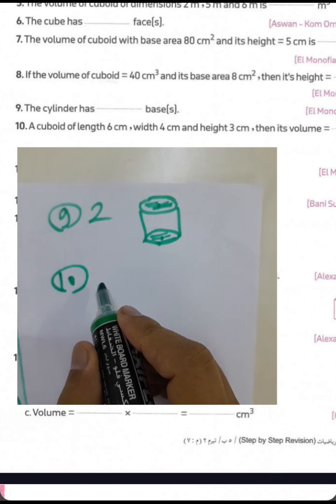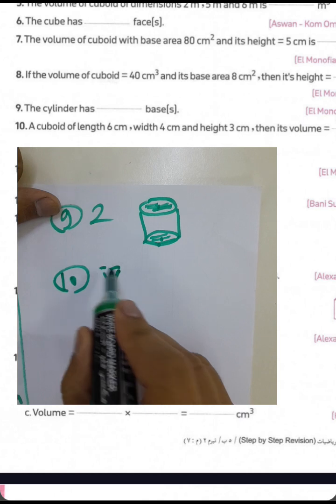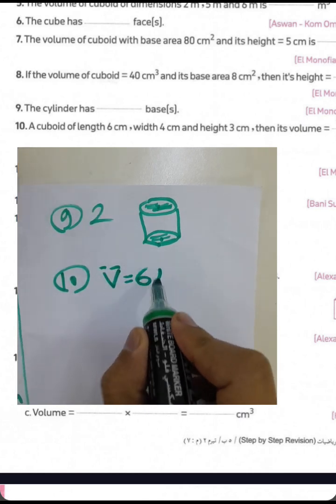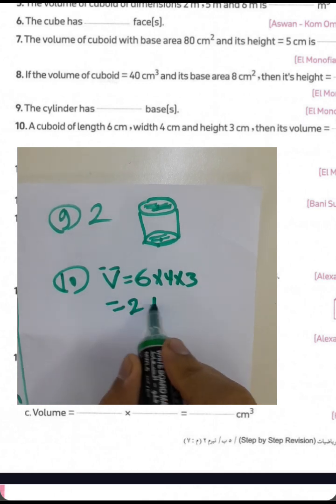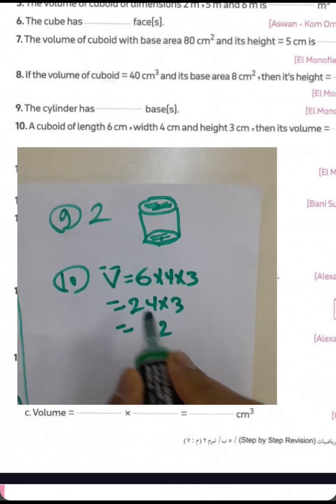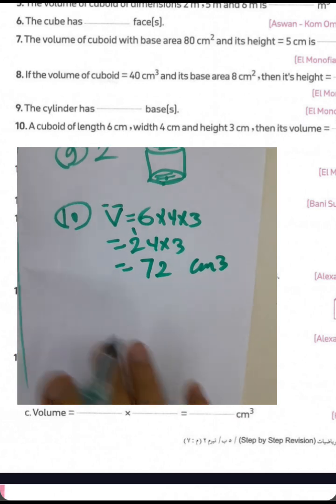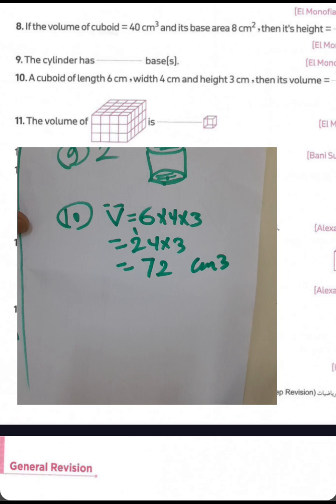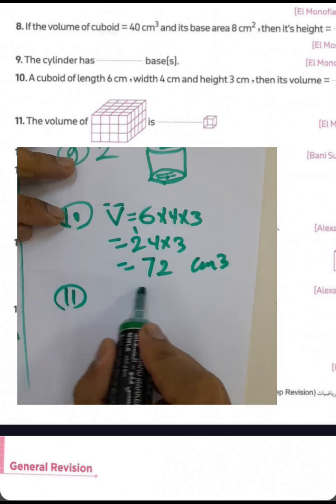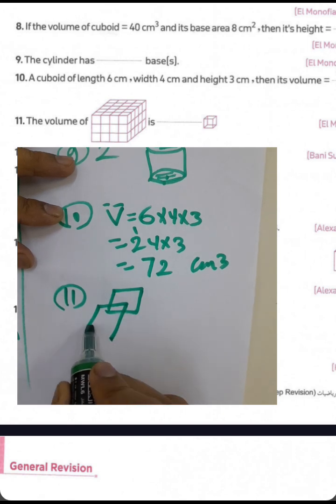The cuboid has length 6 centimeters, width 4 centimeters, and height 3 centimeters. Its volume equals length times width times height. 6 times 4 times 3. 6 times 4 equals 24. Times 3: 3 times 4 equals 12, write 2 and carry 1. 3 times 2 equals 6, plus 1 equals 7. The result will be 72 cubic centimeters. Question 11. The volume of this cuboid equals what? We can find the length, width, and height. Okay, we have here a cuboid.